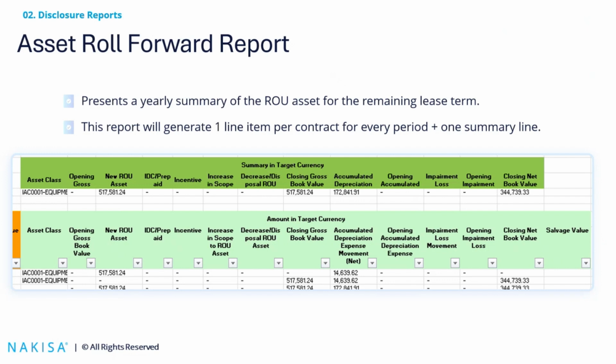The asset roll forward report presents a yearly summary of the ROU asset for the remaining lease term. This report will generate one line item per contract for every period, plus one summary line. So if we run for 12 months, there will be an opening line, then 12 lines, and then a summary line. In this example, I have reduced the rows, and I only see the opening and the closing. I've removed the others.